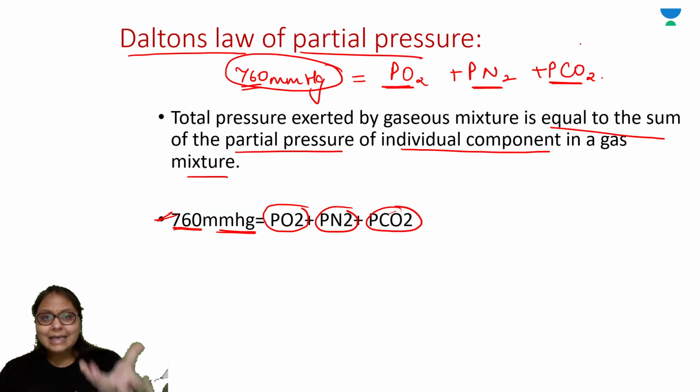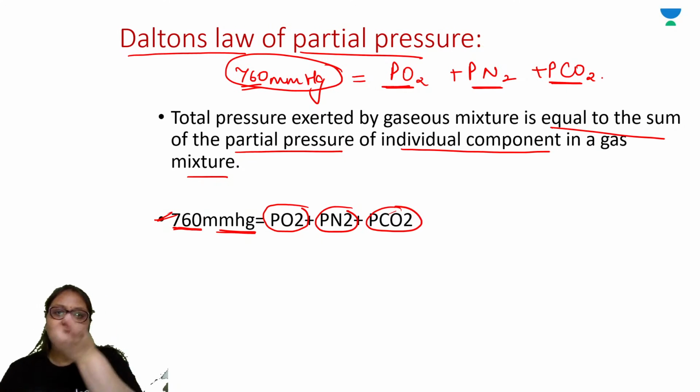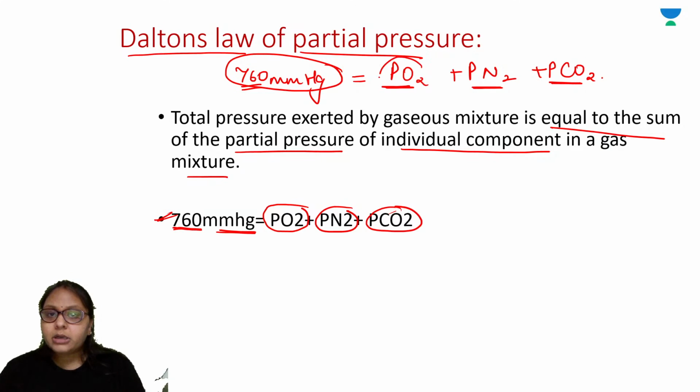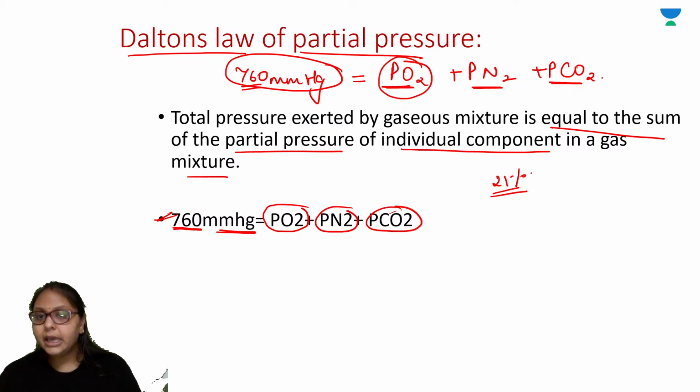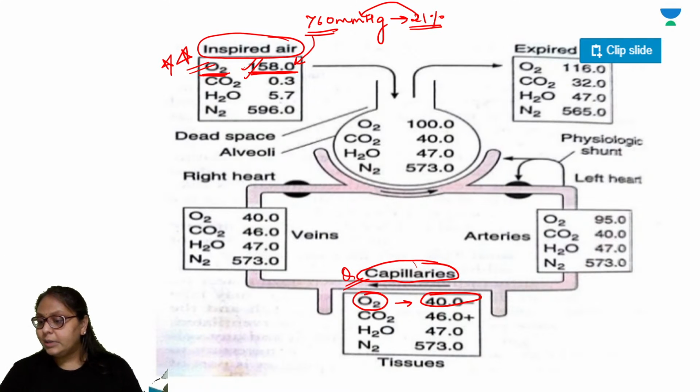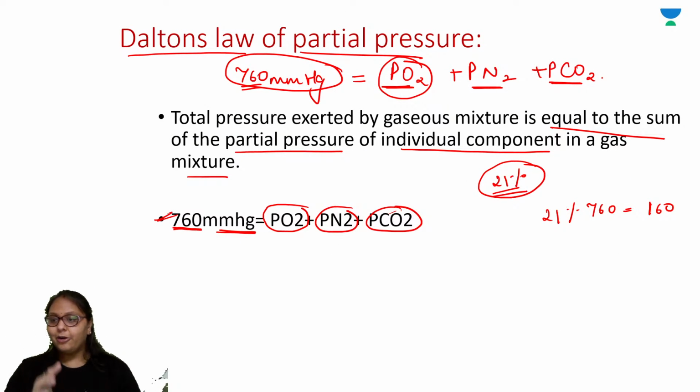So for any gas mixture, the total pressure depends on what percentage of oxygen is present, what percentage of nitrogen, and what percentage of carbon dioxide. Now what is the partial pressure of oxygen? How much is it in air? 21%. So the partial pressure of oxygen is equal to 21% of 760, that is around 160 millimeters of mercury. Are you getting my point, Dr. Zubair? So this is Dalton's law of partial pressure.